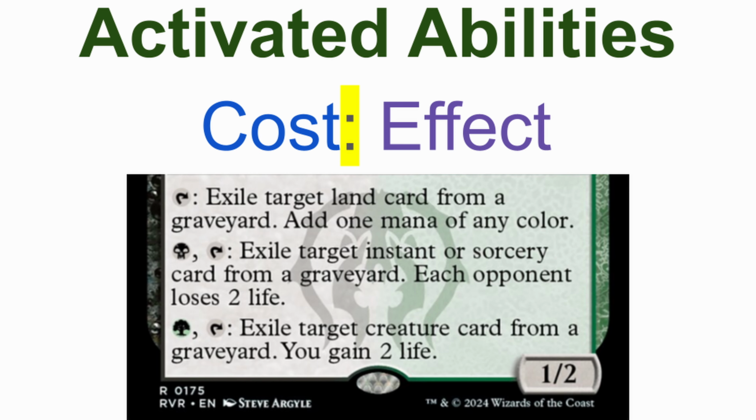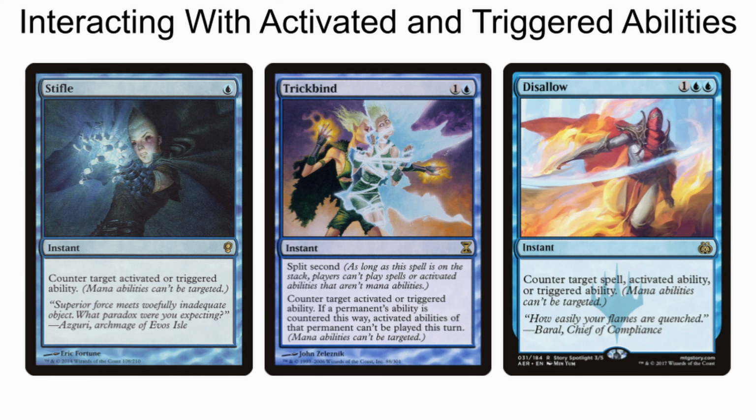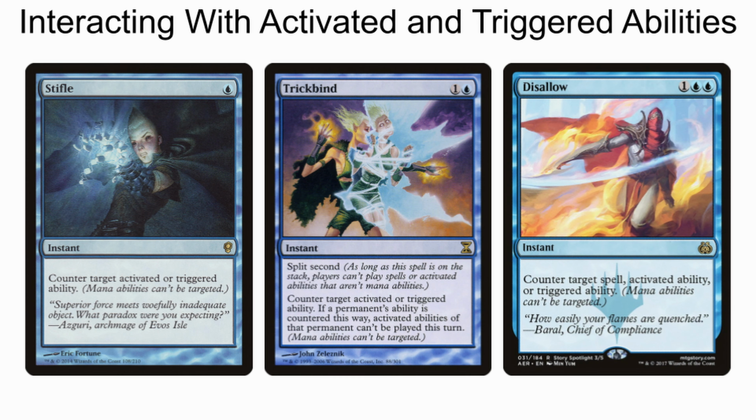Activated abilities always contain a colon. They go on the stack, except for mana abilities. Counter them with effects like Stifle or Disallow. Shut off when this enters triggers with permanents like Norn or Orb. Or counter them with Stifle, Disallow, etc.